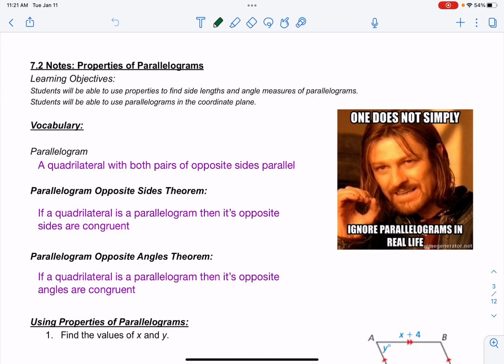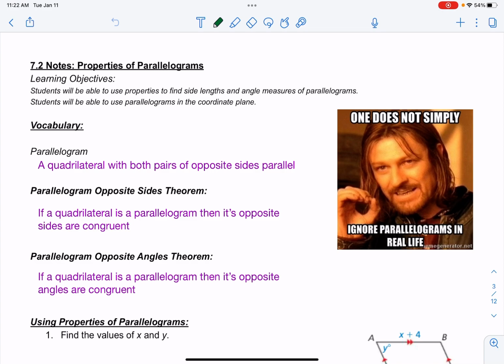So with parallelograms, we do have some definitions and some theorems that we need to take note of. So in our vocab today, we have a parallelogram. A parallelogram is a quadrilateral with both pairs of opposite sides parallel. Remember, a quadrilateral is a four-sided shape, so it can look really any type of way, but a parallelogram is just a four-sided shape where your opposite sides are parallel.